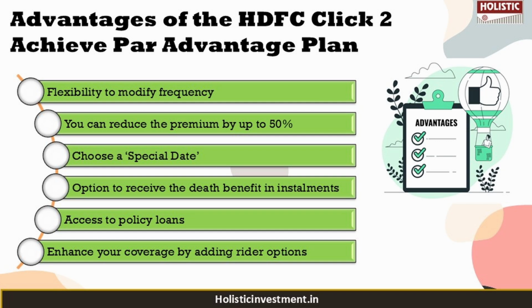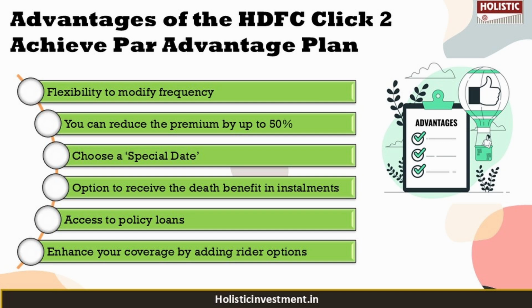The advantages are: you have the flexibility to modify both premium payment frequency and payout frequency, and after completing the 5 policy years you can reduce the premium by up to 50% of the original annualized premium. You get to choose a special date to receive your cash bonus and/or guaranteed payout as per your preference. You have the option to receive your death benefit in installments over 5 to 15 years instead of a lump sum. Policy loans are available up to a maximum of 80% of the surrender value. You can also enhance your coverage by adding rider options with an additional premium.